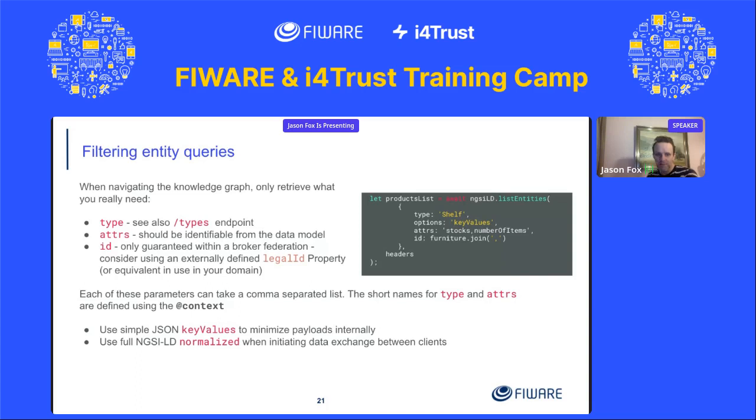Each of the parameters I've got on the screen can be filtered. You can have multiple IDs, multiple types, multiple letters. Just comma separate them, not difficult. And it pointed out the difference between key values and normalized. I've done that already, so I need to mention that again.